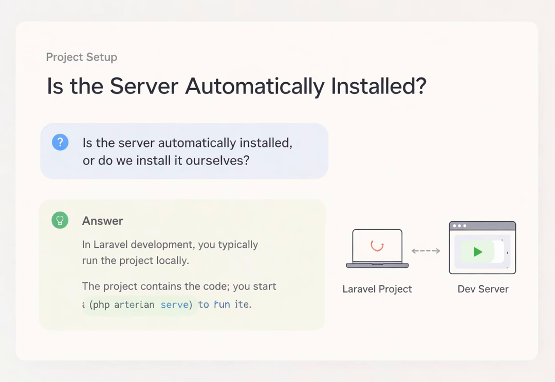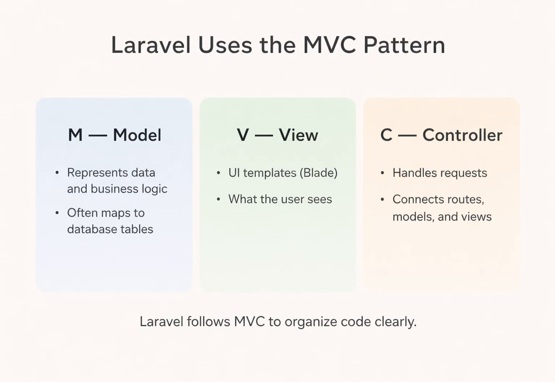Finally, the material points out that Laravel follows the MVC pattern. M is model: data and business rules, often connected to the database. V is view: the blade templates that produce the UI. C is controller: the layer that handles requests and coordinates between models and views. This structure is one reason Laravel projects stay organized as they grow.